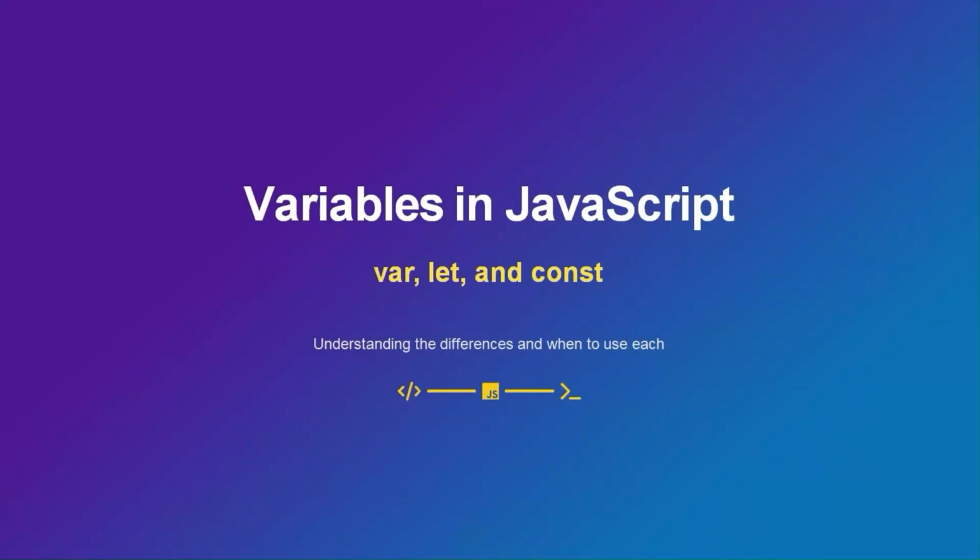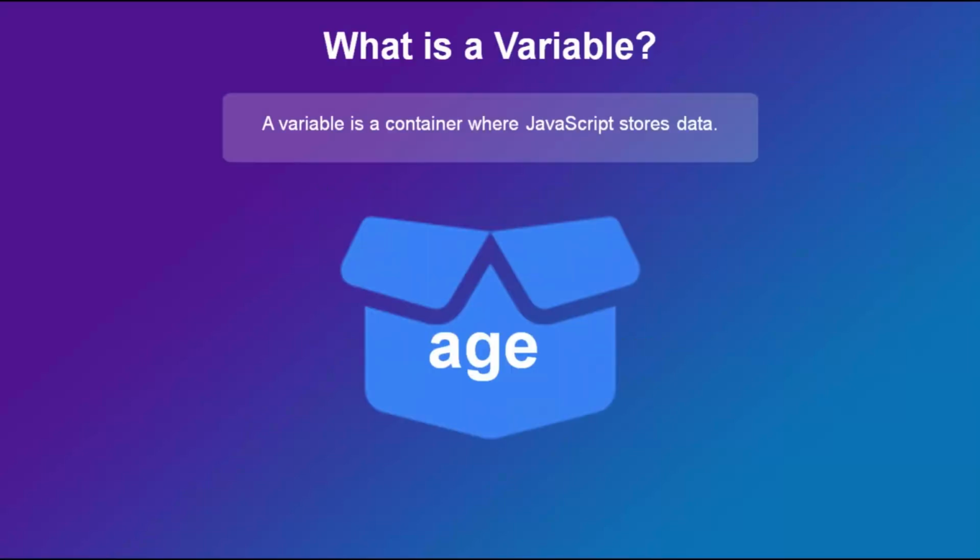Welcome back. In this video, we are talking about one of the most important building blocks in JavaScript, variables, and specifically the three ways you can create them: var, let, and const. By the end of this video, you will know the exact differences between them and which one you should use in modern JavaScript. But first, what is a variable?